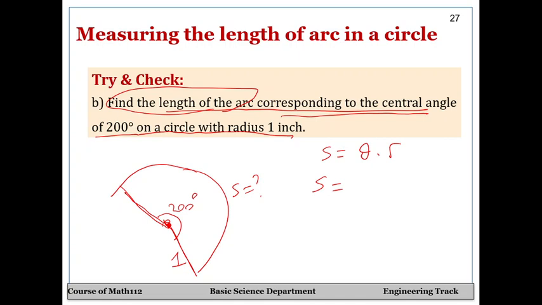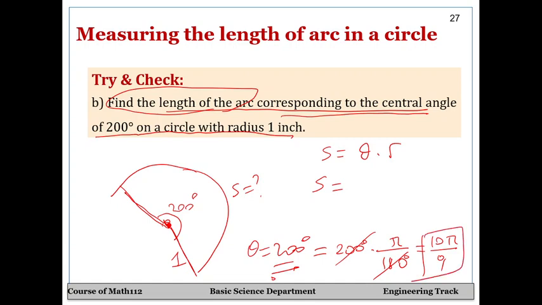Theta is 200 degrees, but you cannot use it this way. You have to change it to radians. So you can divide by 180, then multiply with pi. As I said earlier, you can make the proportion and do it, but here I will go quick, and this will be something like 10 pi over 9, I guess.